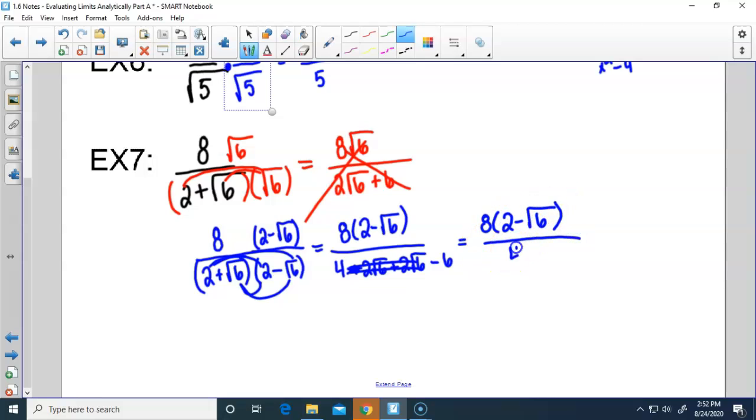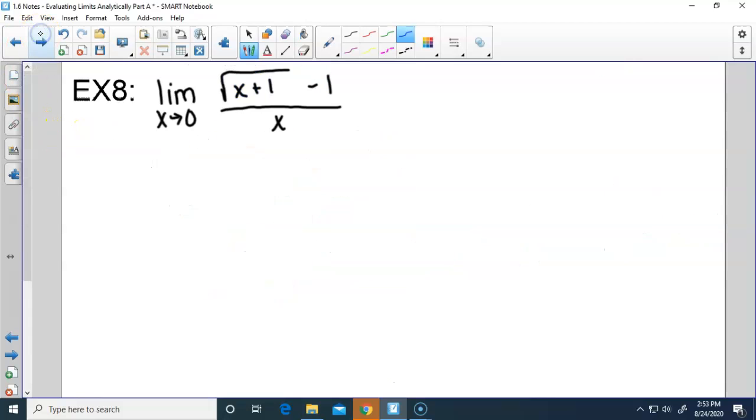over 4 minus 6. So that is 8 times 2 minus the square root of 6 over negative 2. And then if you want here, even 8 and negative 2 can reduce, so you're going to get negative 4 times 2 minus the square root of 6 here. So that gets rid of the square root in the denominator. It's called multiplying by the conjugate. And it's what we're going to have to do on this next equation here.